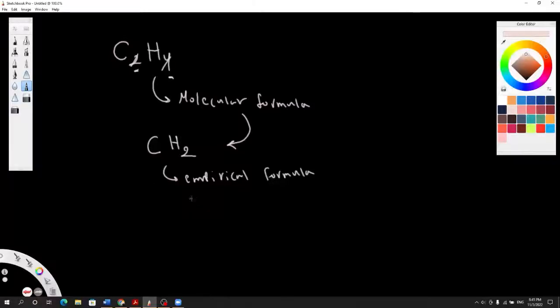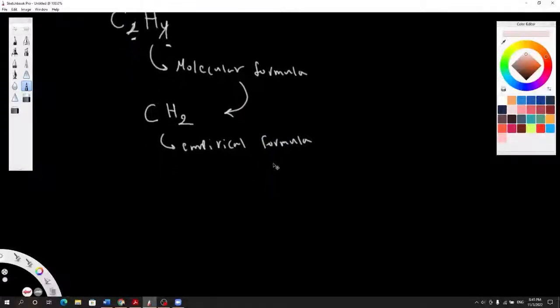There is no actual compound in nature that has this formula. So this is an imaginary compound. There's no compound formed of 1 single carbon bonded to 2 hydrogen atoms. There's no such thing, right? So this is an imaginary compound, while this one, C2H4, is an actual real compound.